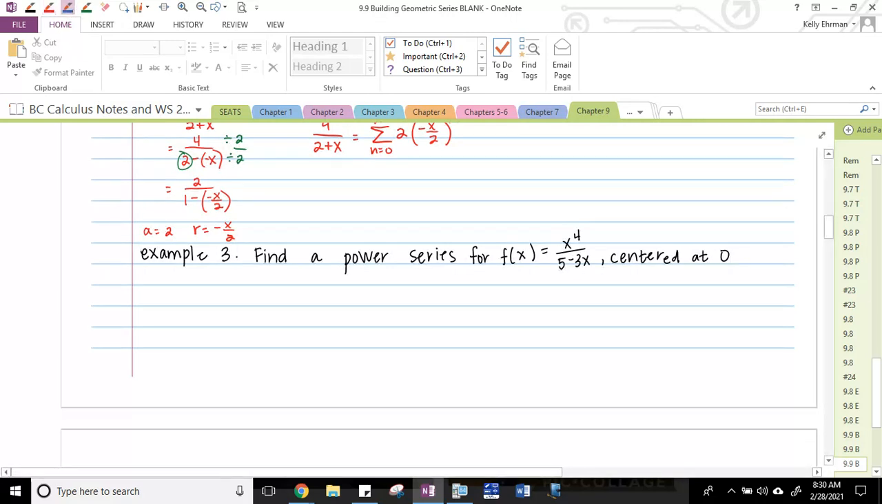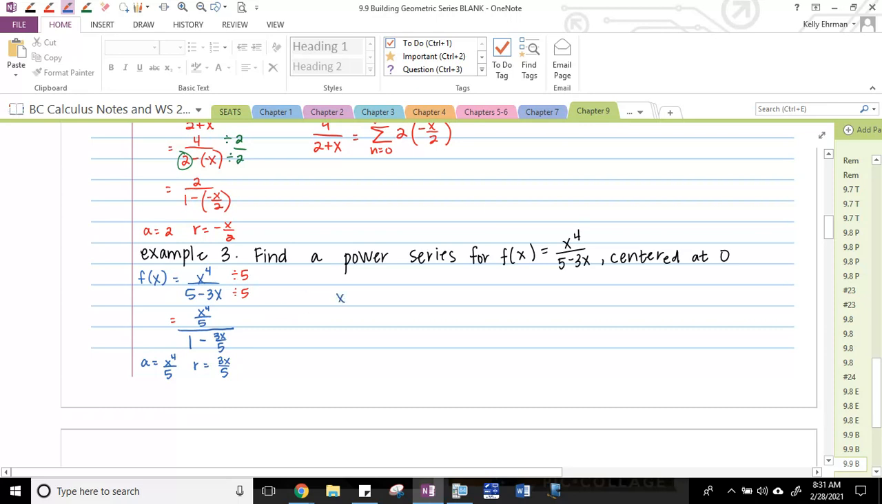So I have the constant in front, so that's good. I'm going to start off with what I have. F of x is x to the 4th over 5 minus 3x. So it's already minus r, so that's done. We need to get this 5 to be a 1, so I need to divide both the top and the bottom by 5. So this becomes x to the 4th over 5, over 5 divided by 5 is 1, minus 3x over 5. And then you can see the a is the x to the 4th over 5, and the r is the 3x over 5.